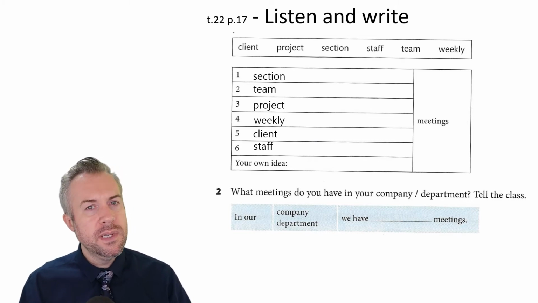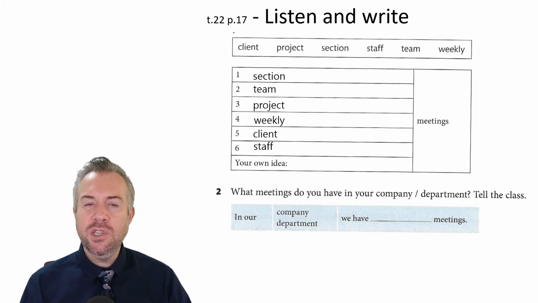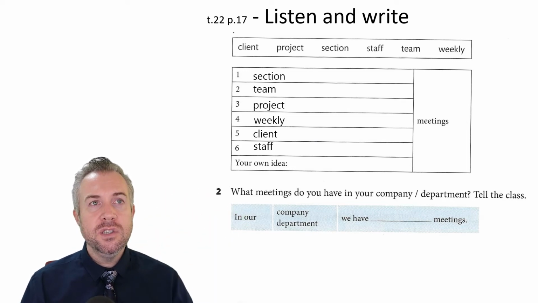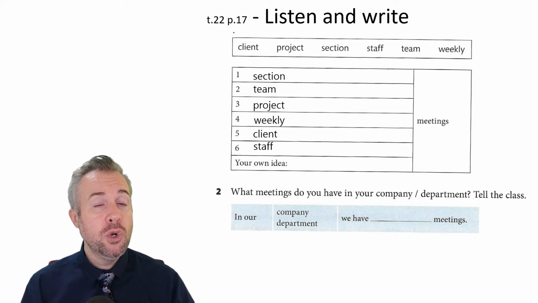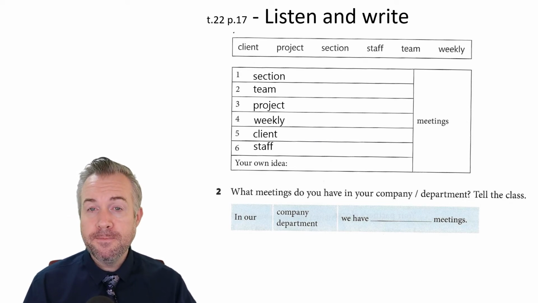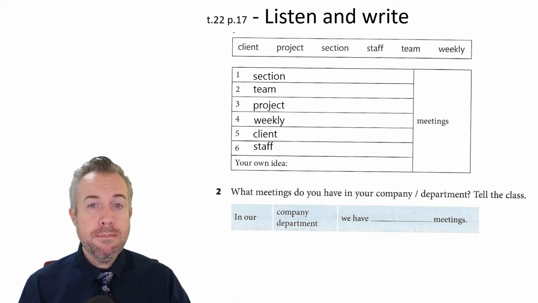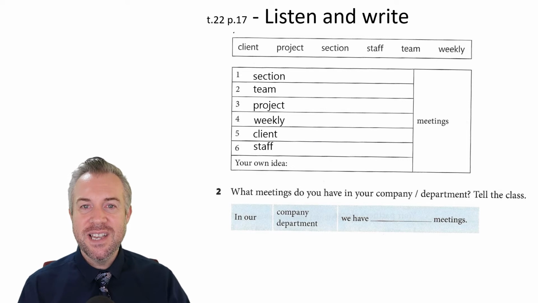So how about your own idea? What kind of meetings do you have? Do you have class captain meetings? Maybe outside of university? Do you have church meetings or sports club meetings? Maybe you're a member of a games group, so you have a game meeting. There are lots of different kinds of meetings you could have.